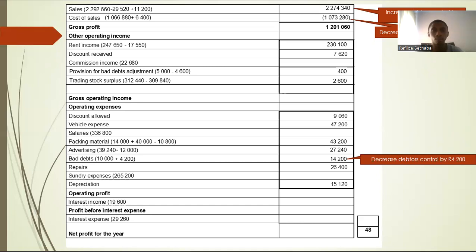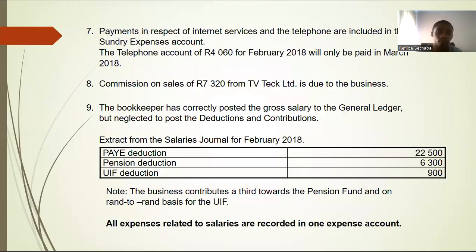Let's get back to our adjustments quickly. Adjustment number 7 says payments in respect of internet services and telephone are included in sundry expenses. They're simply telling you that the services and telephone will be recorded under one account, and that account is sundry expenses. And then they specify that the telephone account of 4,060 for February will only be paid in March.